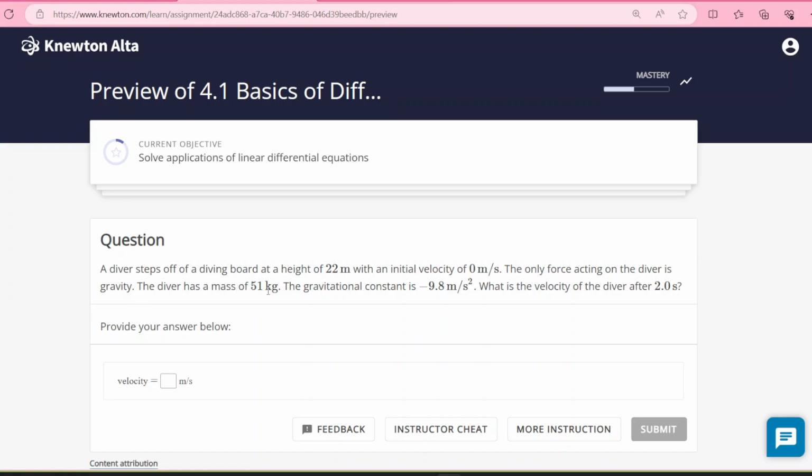And they mention the mass. It's going to be like the previous problem where the mass is not relevant. Then the gravitational constant, negative 9.8 meters per second squared, which we'll start with. What is the velocity of the diver after 2 seconds? So very similar to that rocket example when we're solving applications of linear differential equations.